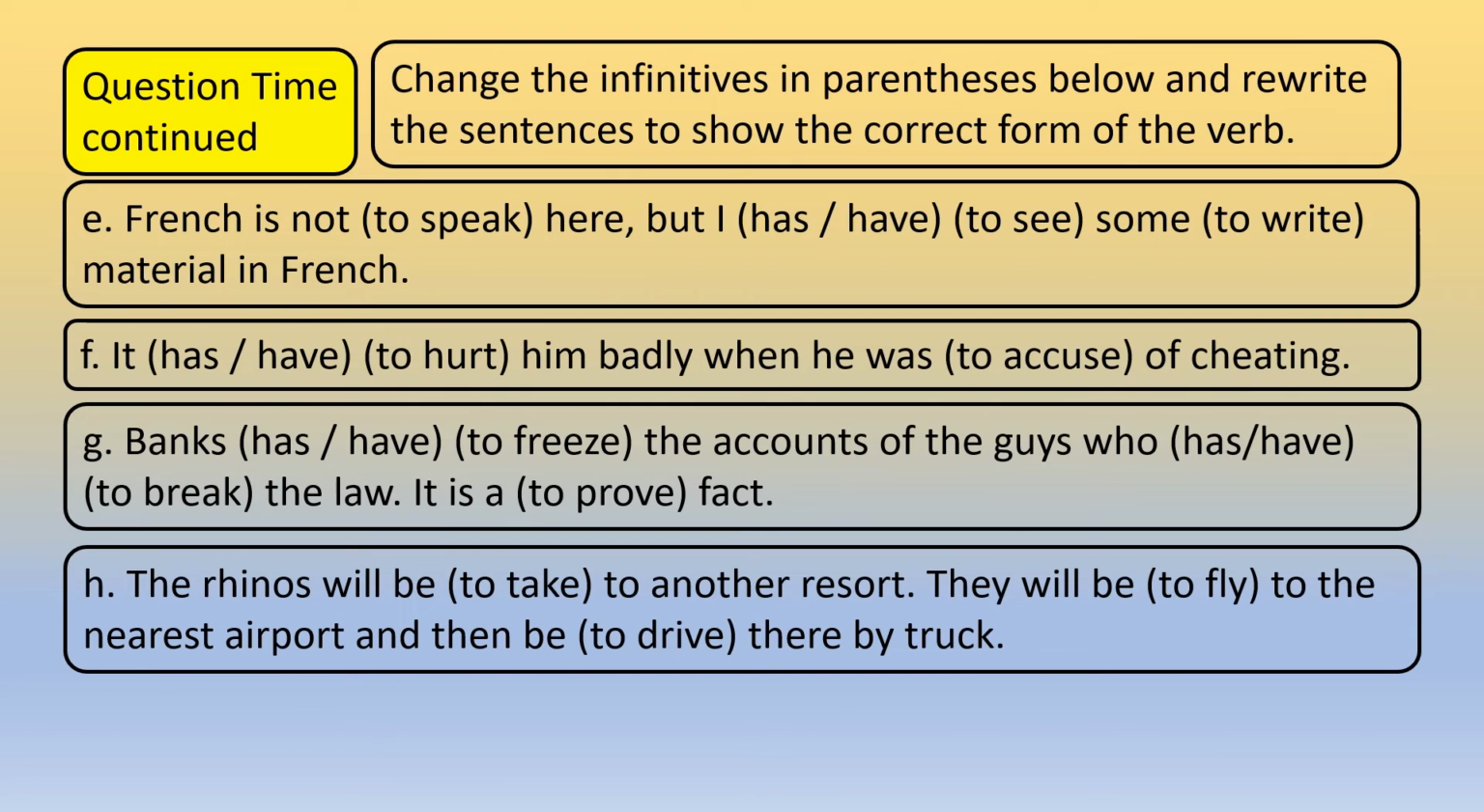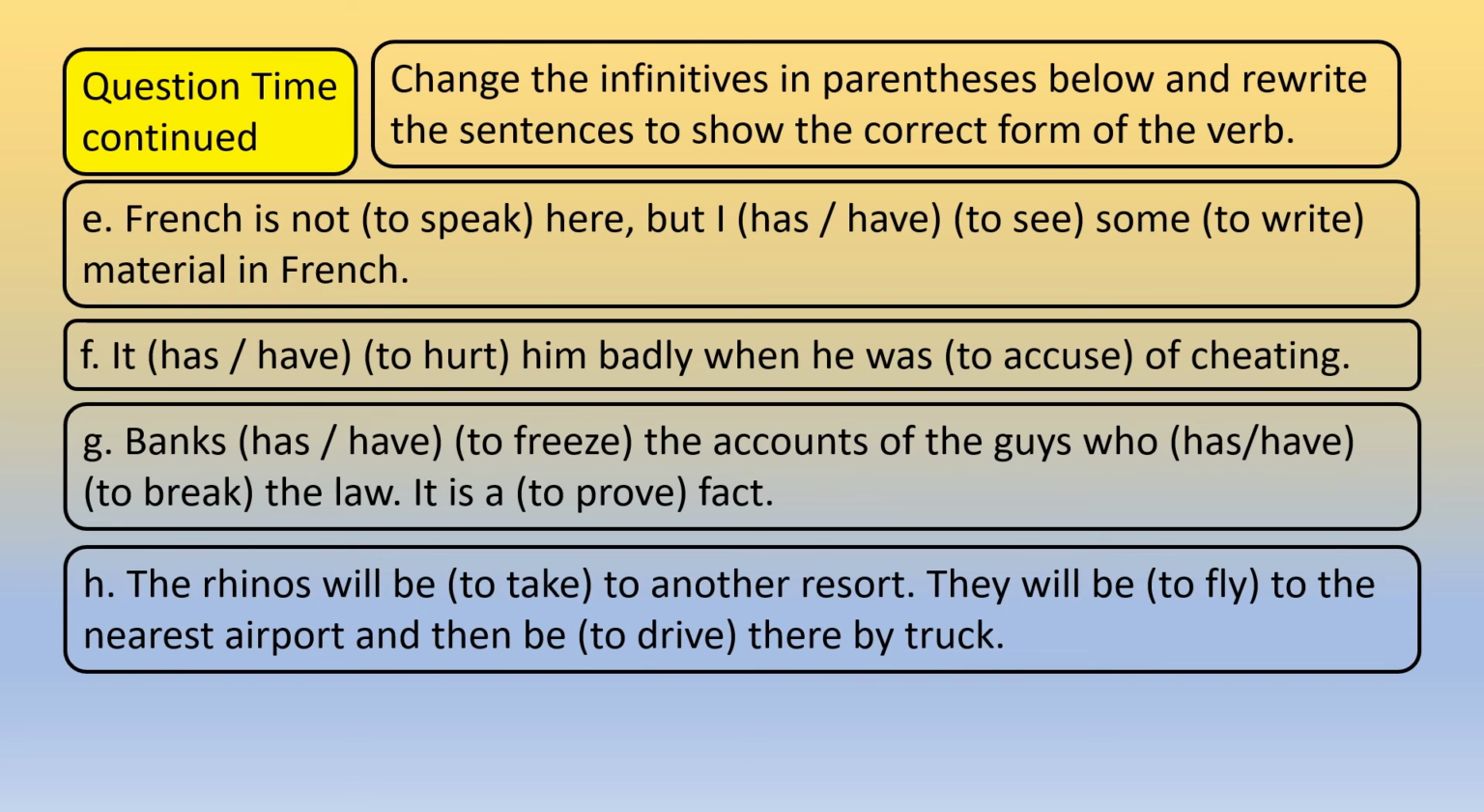Our questions continue here. Change the infinitives in parentheses below and rewrite the sentences to show the correct form of the verb. Number E: French is not (to speak) here, but I has or have (to see) some (to write) material in French. Number F: it has or have (to hurt) him badly when he was (to accuse) of cheating. G: banks has or have (to freeze) the accounts of the guys who has or have (to break) the law. It is a (to prove) fact.